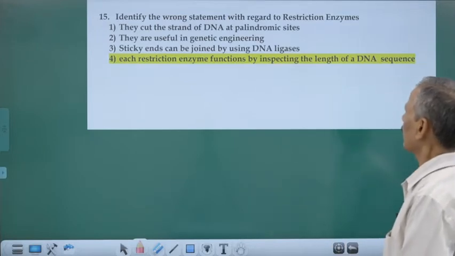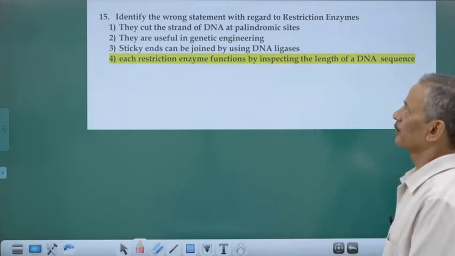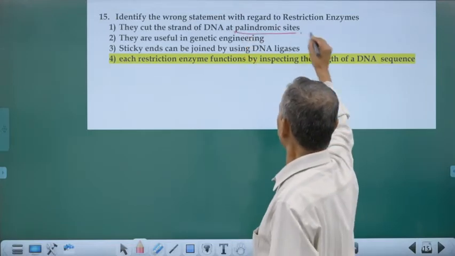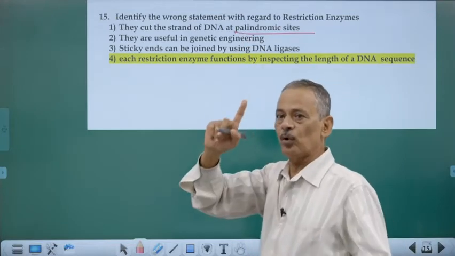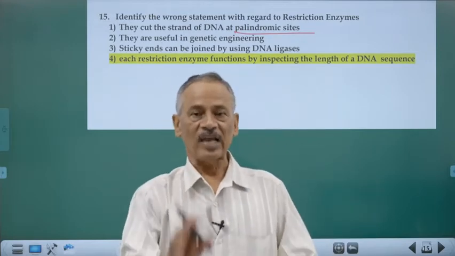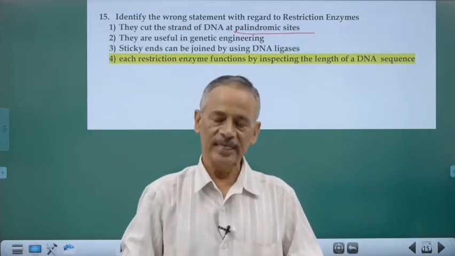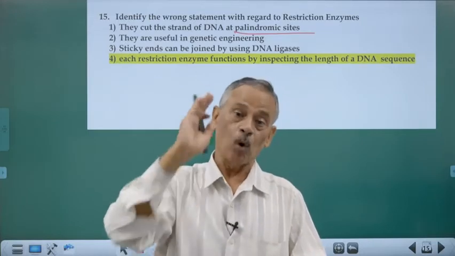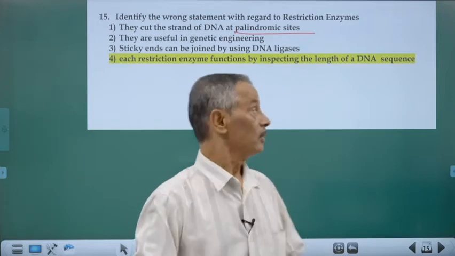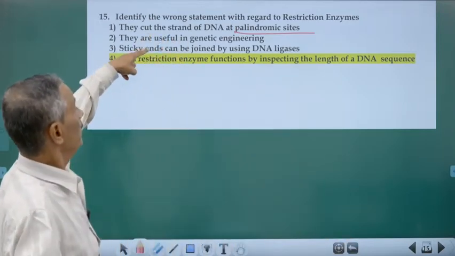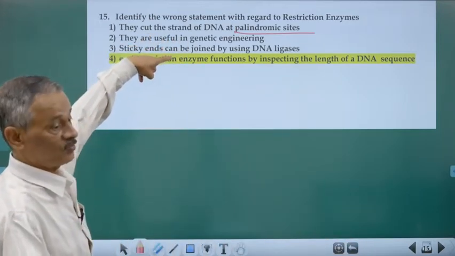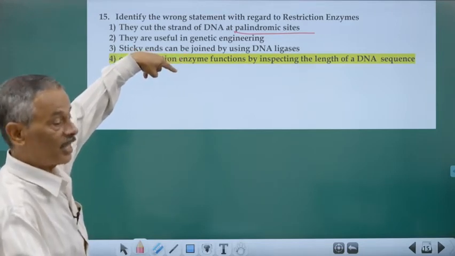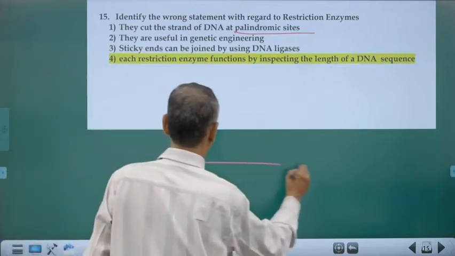Which is the wrong statement with regard to restriction enzymes? They cut the strand of DNA at palindromic sequences. Each of them will have its own recognition site, which is either 4 or 6 nitrogen bases in size. And after recognizing a site, it will cut both strands. So they will be palindromic sequences. What is a palindromic sequence? One which reads the same, in the same direction, in both strands.